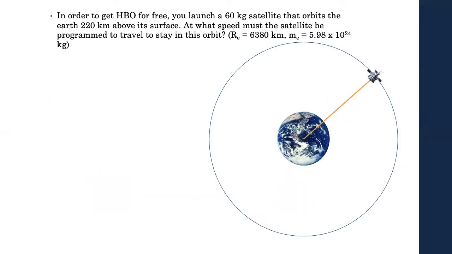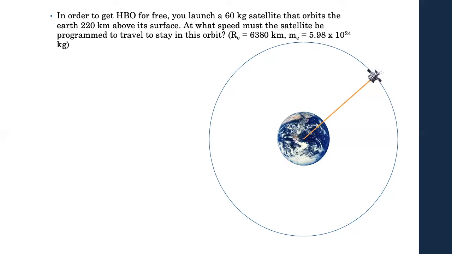So say it's 2018, you missed last year's Game of Thrones, and you want to get HBO for free. So you launch a 60-kilogram satellite that orbits the Earth at 220 kilometers above its surface. At what speed must the satellite be programmed to travel to stay in this orbit? I've given you a couple numbers there. First one is the radius of the Earth, 6,380 kilometers. I've also given you the mass of the Earth. And so we'll walk through that answer then.